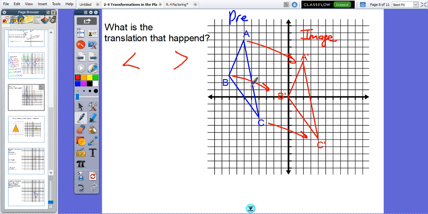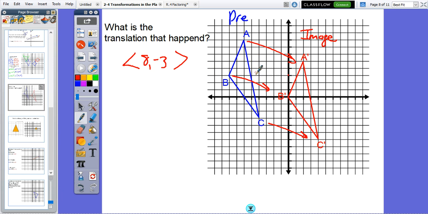So I did B. So for B, I went over 1, 2, 3, 4, 5, 6, 7, 8 units over to the right. So it's a positive 8. And that shifted down 1, 2, 3 units. That's a negative 3. Okay, nice. So graphically speaking, that's how you do that.